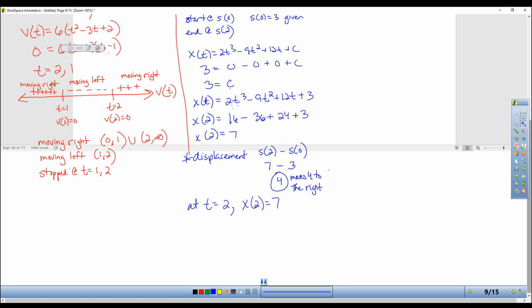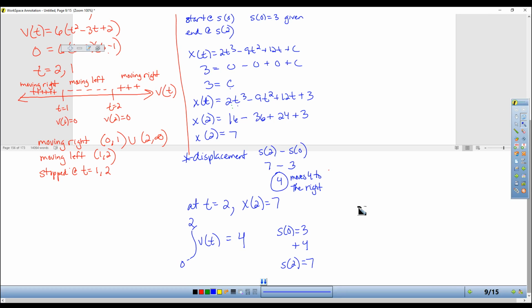You might be thinking, why did they ask the question in that order? We had to find its final position in order to do displacement. But remember, the person that just did it the other way would have found the displacement. So they went from 0 to 2 of the velocity, and they got 4. And for them, they're going to say, well, if at s of 0, I'm at 3, and then I move 4, my final position must be 7. So they would have done the question in the opposite order.